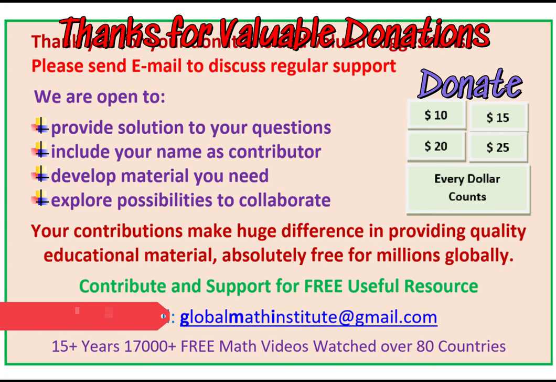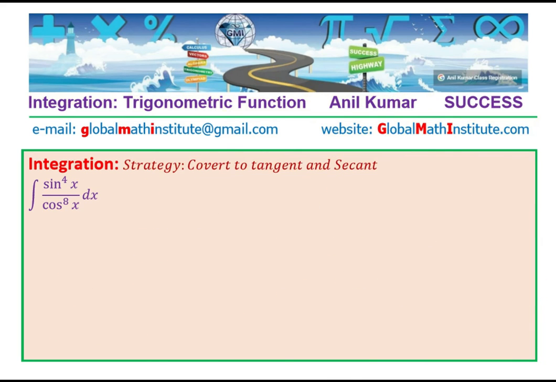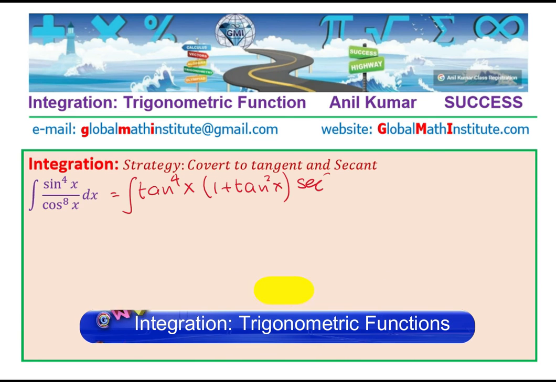Perfect. So let's get back to the solution of this particular video. What we have just come up with is that the expression can be written as the product of tan to the power of 4x times 1 plus tan square x times secant square x, right? Great. So let us continue from here. We wrote our expression sine to the power of 4x over cos to the power of 8x as tan to the power of 4x, and then secant square x was written as 1 plus tan square x, left with secant square x dx.